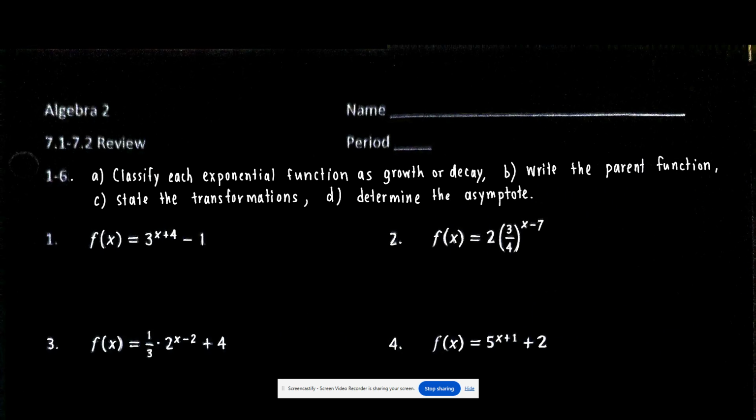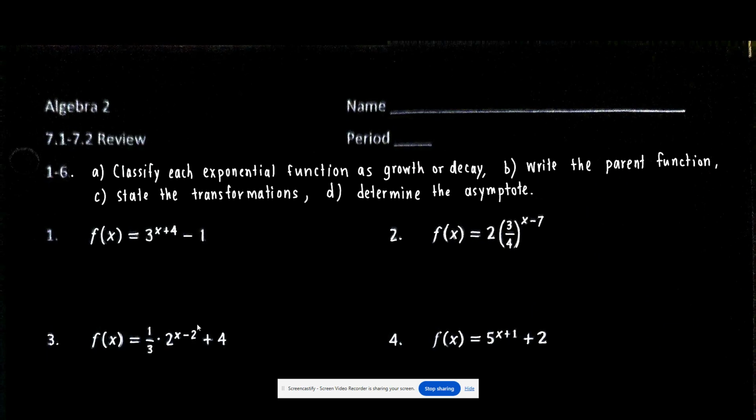Now, on this particular review, I did make a mistake, and I apologize. I knew I was going to make a mistake, and as I was going to teach it, I realized that with numbers 1 through 6, I wanted you to do a little bit more than your instructions told you to do. Your instructions told you to classify each exponential function as growth or decay, and then tell me what the asymptote is. I wanted to do a little bit more. So here is what we're going to do on numbers 1 through 6. And these are the same things you're going to be asked to do tomorrow on the quiz, okay?